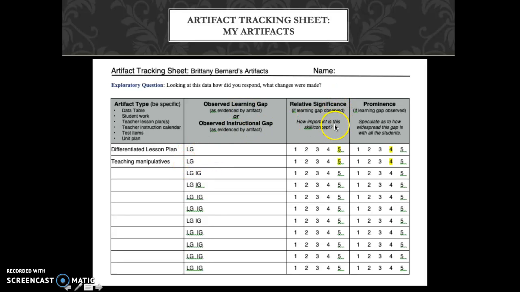And the relative significance: if a learning gap is observed, how important is the skill or concept? I put it at a 5 because it is one of our main constructs that we teach. And prominence: how widespread is the gap among all the students? I put it at a 4 because the majority of my students are at the same level, in the red.